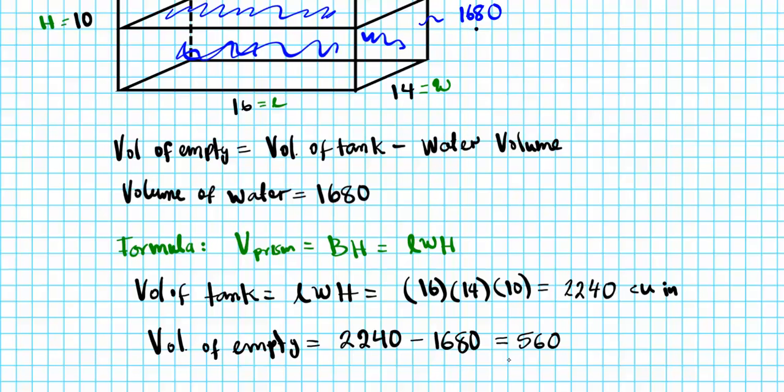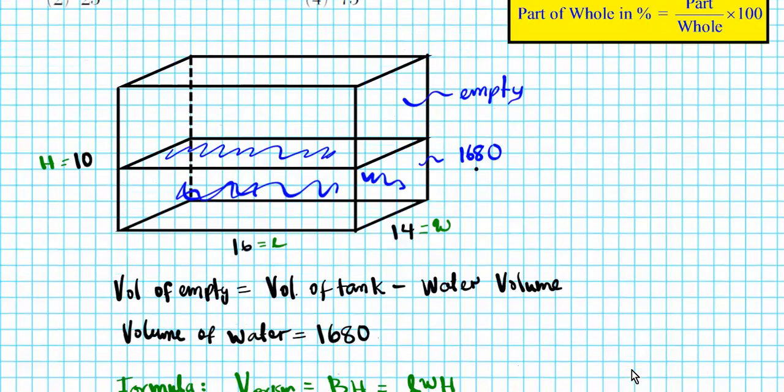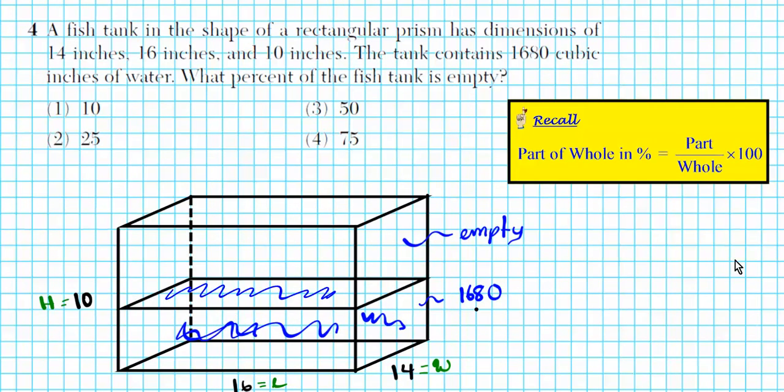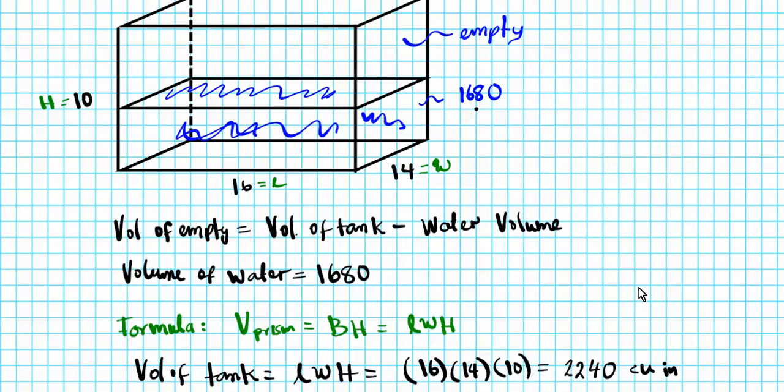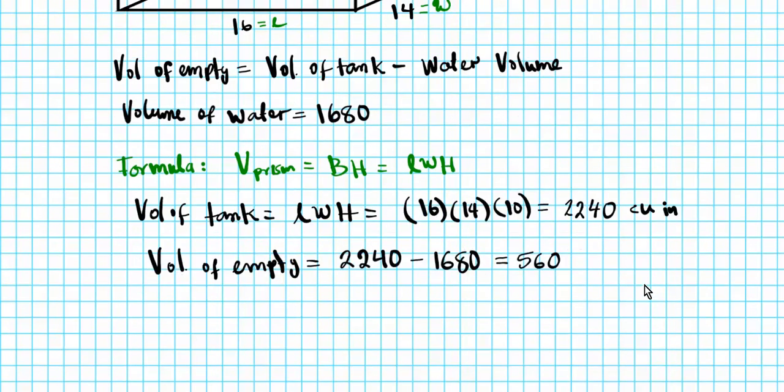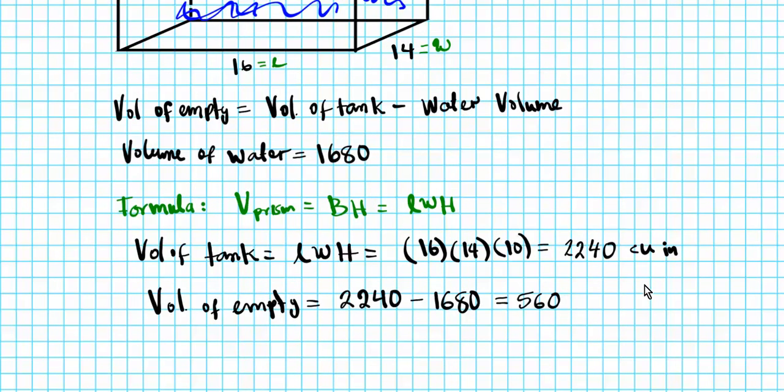Okay. Now, what percent of the entire tank is this volume? In order to do that, let's go back to our formula. It says part of the whole in percentage is basically the part divided by the whole times 100, okay? So the part of the whole that we're looking for here is the empty volume, okay? So let's go ahead and write that down.